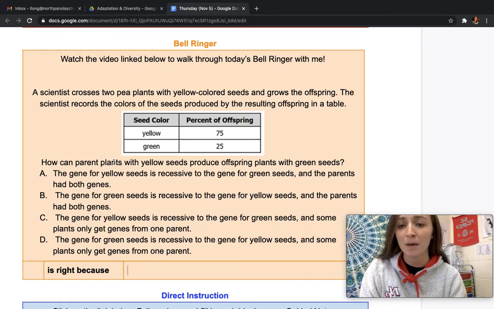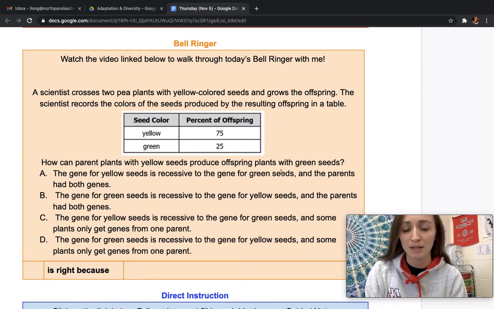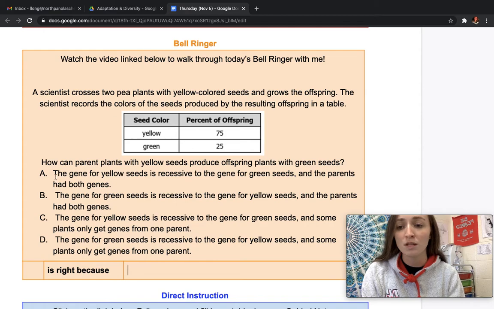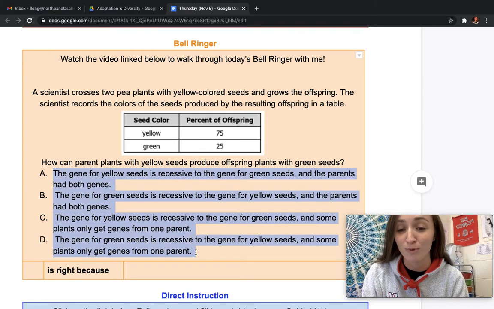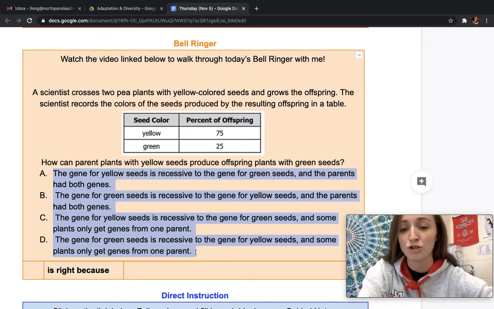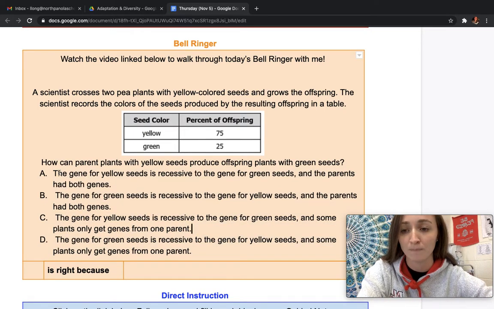So how can parent plants with yellow seeds produce offspring plants with green seeds? So the question is saying, how come when we had two plants that were totally yellow, why did a small amount of them, 25%, turn out green? How did that happen? So you're going to pick the answer that explains how that went down. These answers all look pretty similar, but there's two main things that we're deciding between.